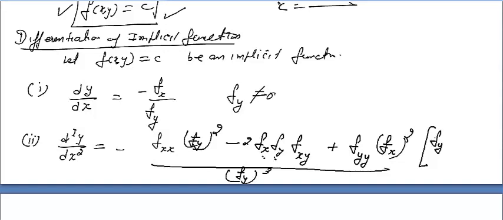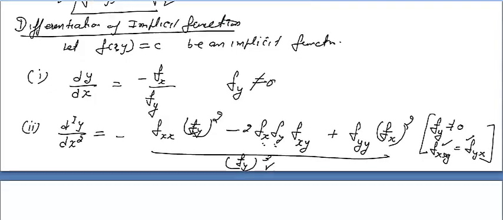Now here we take two observations. The partial derivative of f with respect to y should not be 0, because if it is 0 the formula is not defined. Another thing, f_xy must be equal to f_yx. It is a general formula, you need not check it; we are taking it by default. So these are the two formulas, and we will prove them before using them and before finding the single or double derivative of an implicit function.